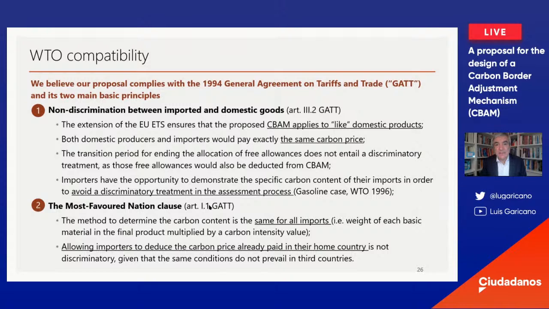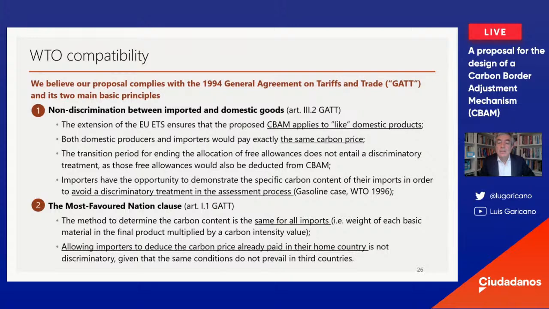In fact, the system that we've described is designed exactly to do that. Both domestic producers and importers pay exactly the same carbon price. The transition period is exactly non-discriminatory because the free allowances are deducted from both, as I showed you. Both exporters and domestic markets are not in any way having a discriminatory treatment. Also, our system is going to give importers the opportunity to show the specific carbon content. You're going to get applied a general carbon content that everybody has to apply. If you have better technology, you can show it and pay less, thus giving you an incentive to reduce your carbon content and thus also proving to the WTO that we're not trying to set up an import tariff, an import barrier.